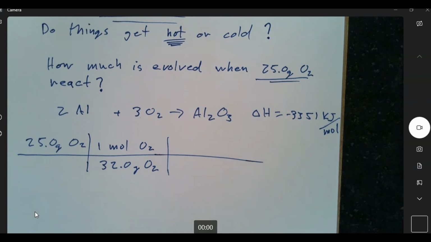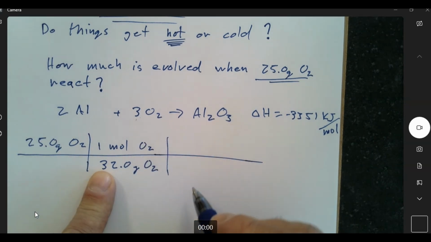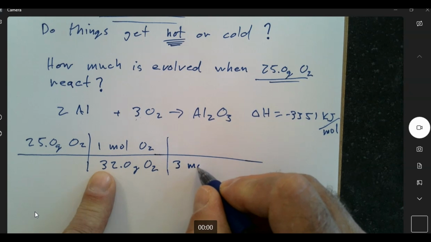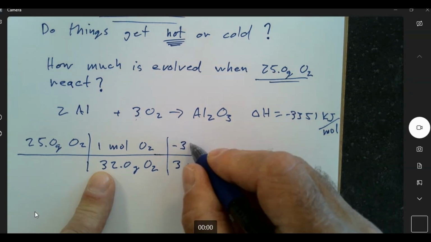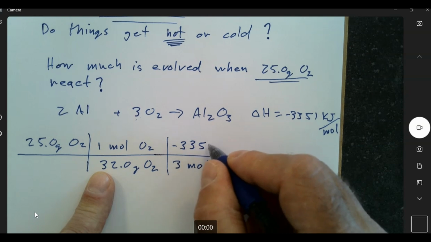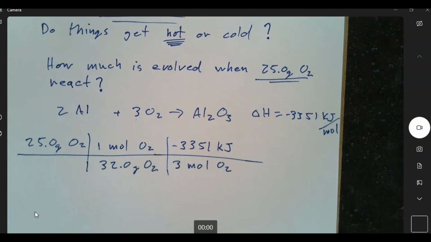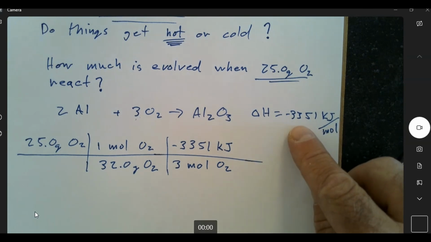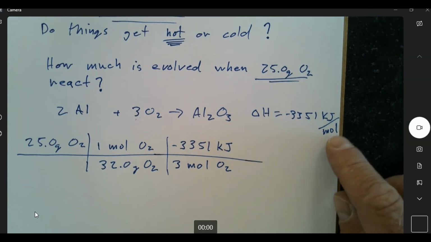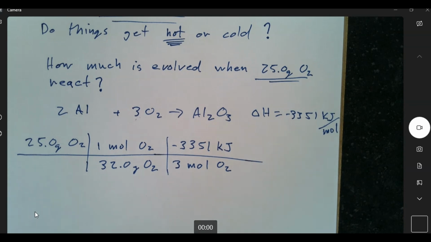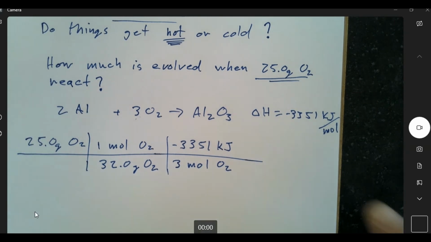Well, watch this. I need to get rid of my 1 mole of oxygen, right? How am I going to do it? I'm going to look up there and say, for every 3 moles of O2, how much heat gets released? 3,351 kilojoules. So enthalpy is an extensive property. When you have the thermochemical equation, which is a balanced chemical equation, the heat associated with that per mole means however it's written here. And so we can ask questions about aluminum, oxygen, or our product of aluminum oxide.